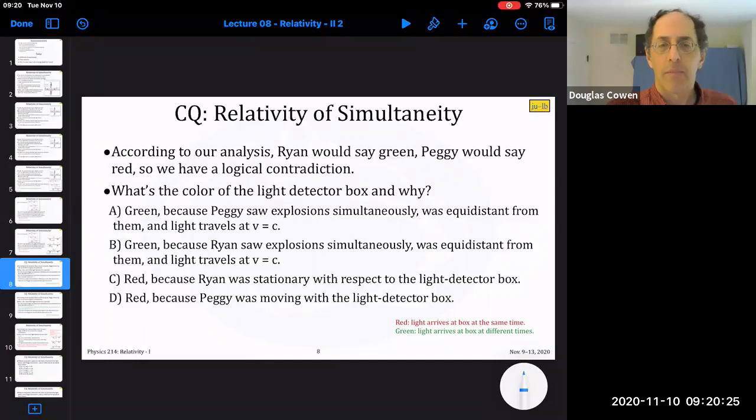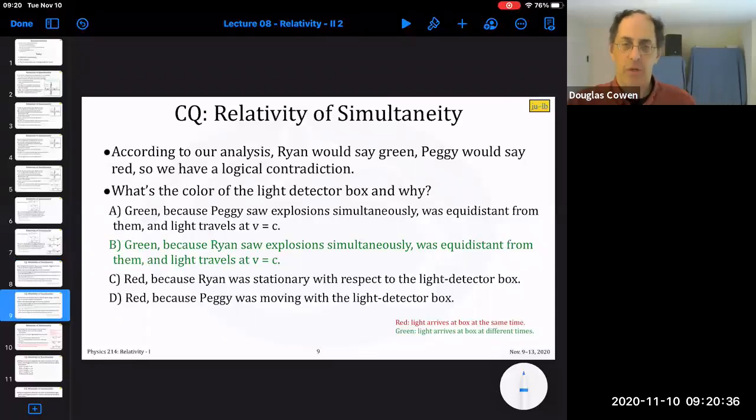All right, so here's what people chose. And most people chose the correct answer, which is B. The light box will glow green because Ryan saw these explosions simultaneously. He was equidistant from them, and light travels at v equals c. In order to explain what Peggy was going to see, we first assumed that she was seeing them simultaneously, and then figured out under that assumption what she would see and what the light box between her feet would detect.